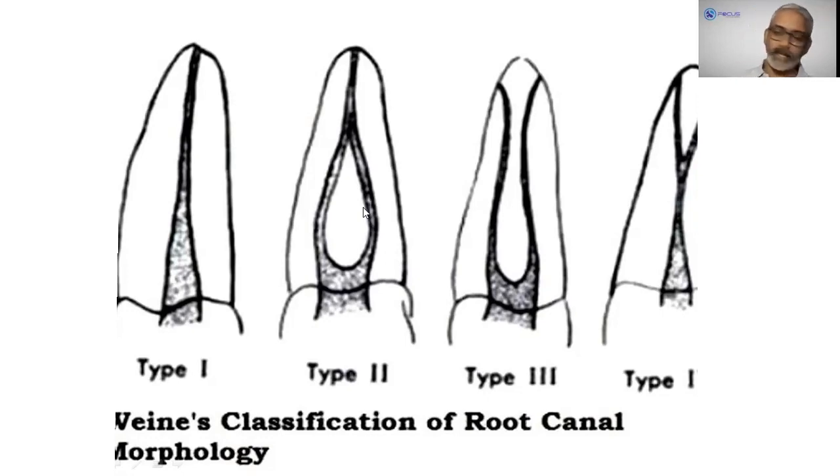Weine's type 1 is a single rooted tooth. In a single rooted tooth, you have a single orifice and a single apical exit. Weine's type 2 is two root canals originating as two separate orifices, and they end in one apical foramen. Weine's type 3 is two separate root canals. They have separate orifices and separate apical foramina. Weine's type 4 is something like your fast break.